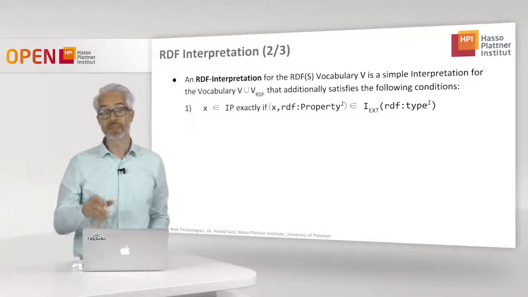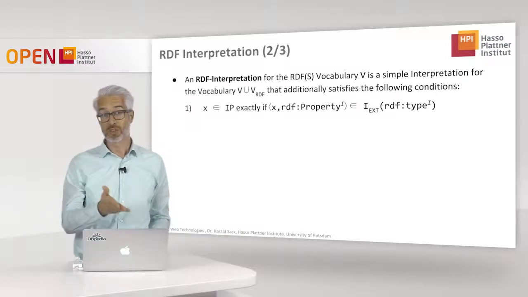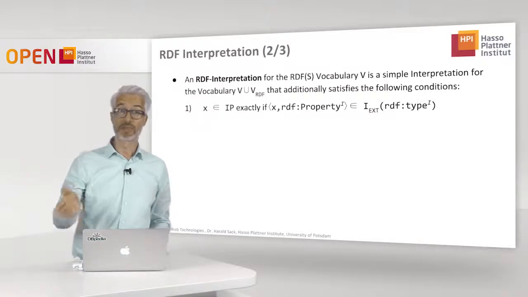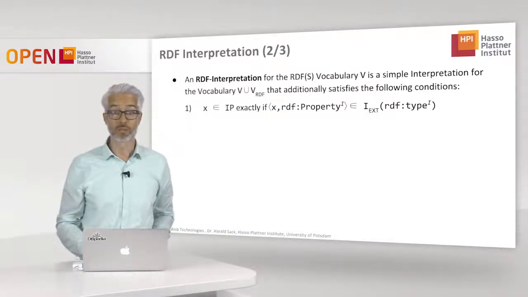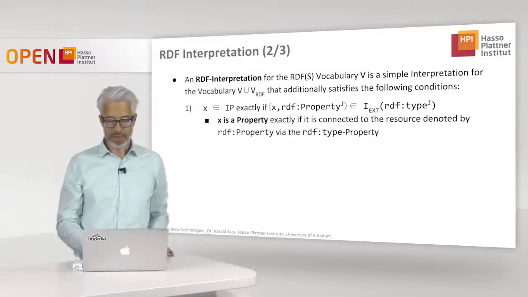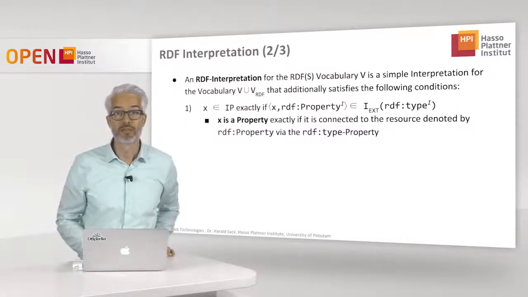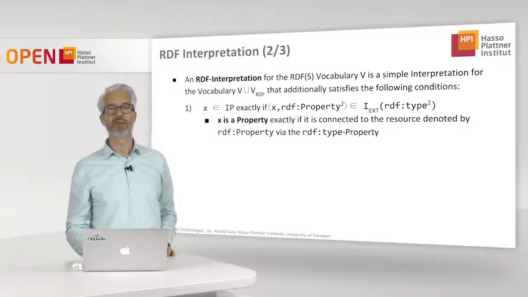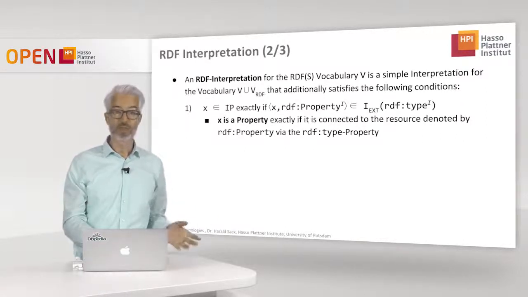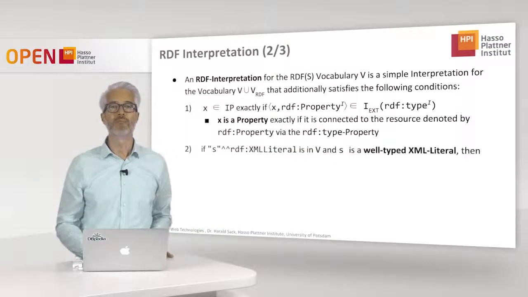So this means in the end, I have a type definition and say something is of type property. If something is of type property, then of course it must belong to IP. So X is a property exactly if it is connected to the resource denoted by rdf:Property via rdf:type. Okay, so now it's clear what has to be mapped to IP.